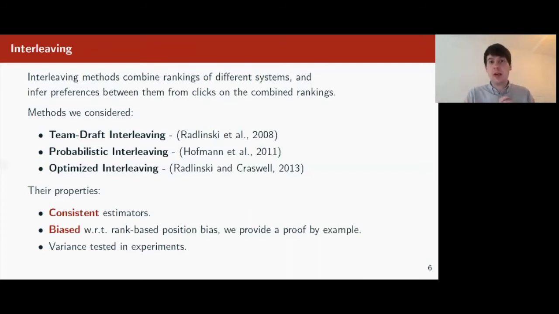If you go to the archived version of this paper, you can see the paper in the appendix in one PDF, and you'll see in the appendix that we provide an example for each of these methods where the click-through rate of one system is higher than the other, but the interleaving method is going to converge on finding the other method preferable. So it's going to prefer the system with the lowest click-through rate. Thus, it's biased with respect to rank-based position bias.